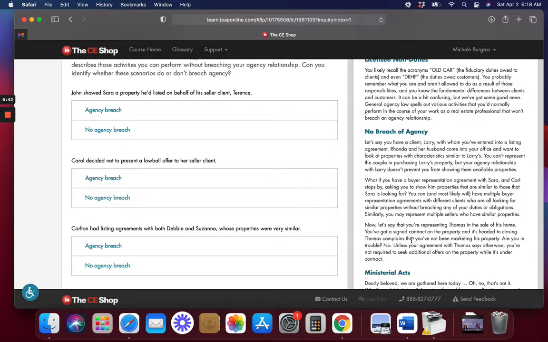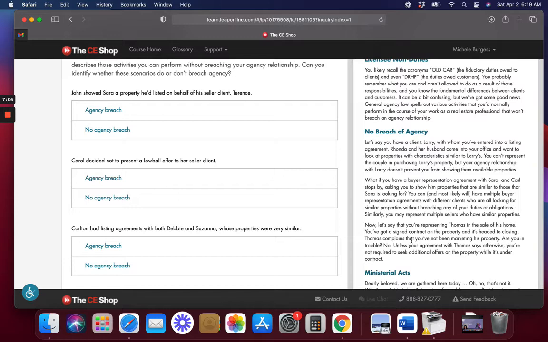Let's say you represented Thomas in the sale of his house and you get a signed contract on the property and it's headed to closing. Thomas complains that you've not been marketing his property. Are you in trouble? No, you're not. Unless your agreement with Thomas says otherwise, you're not required to seek additional offers on the property while it's under contract. That would be kind of stupid. That would be a waste of time.